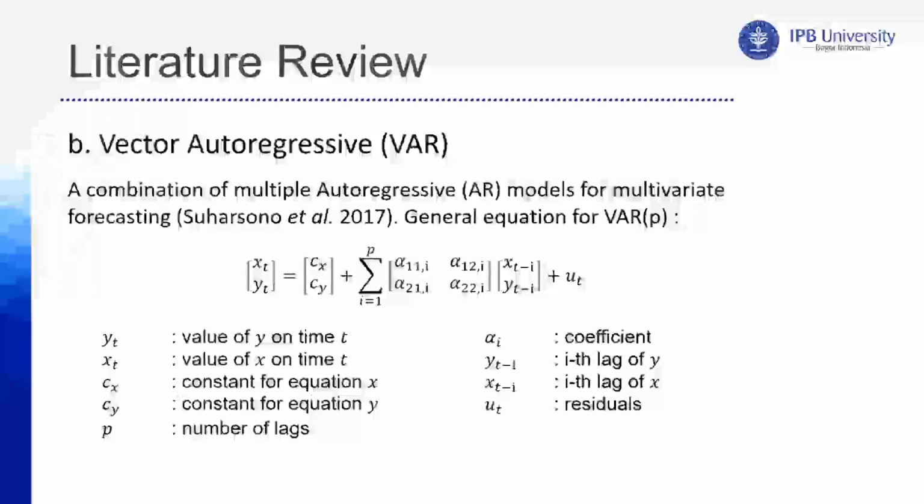The next one is vector autoregressive. It is a statistical method that is used for analyzing the intertemporal effect in multivariate problems. It is widely used in econometrics because of its flexibility. VAR is a combination of multiple autoregressive models, according to Watson et al. 2017. Here's the general equation for VAR with lag P.